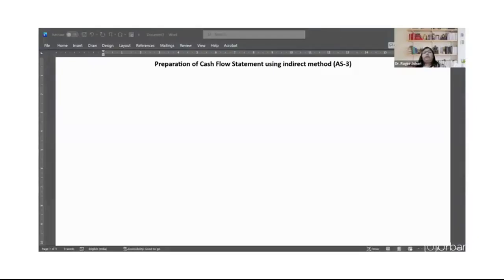Hello students, welcome to today's session on preparation of cash flow statement using indirect method as per Accounting Standards 3.